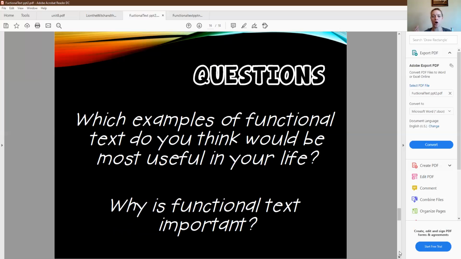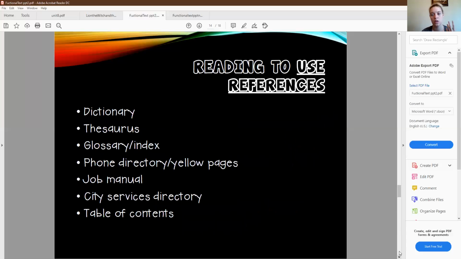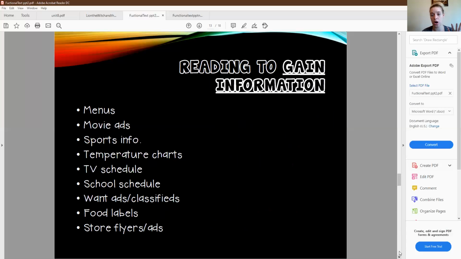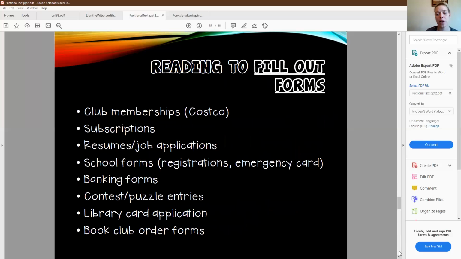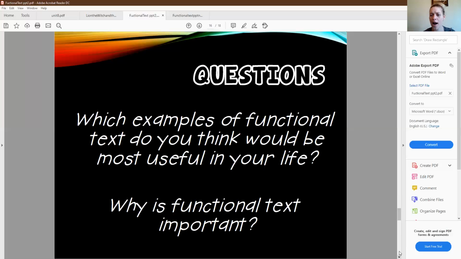Okay. So I want you to think of all these examples I just gave, which functional text do you think you use most in your life? Okay. Is it one that helps you follow directions? Is it one that helps you gain more information? Is it one that helps you fill out a form? Or is it one that helps you use as a reference? Okay, so remember, we have our 4 categories there. And why is it important to you? So which functional text do you use on a day-to-day basis, and why is it so important to you?